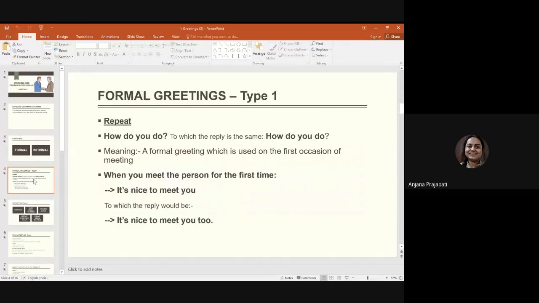So there's one type: how do you do? Now take a notebook, everybody. Do you have a notebook? All of you? First tell me, you are all sitting at home. Whenever you have a lecture, you should be sitting at home.